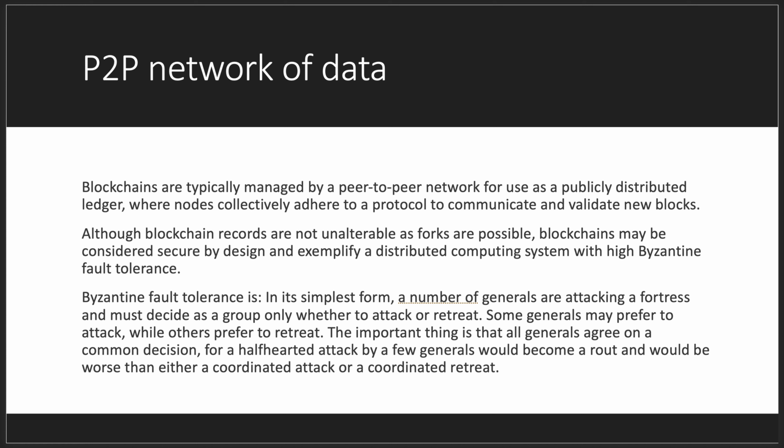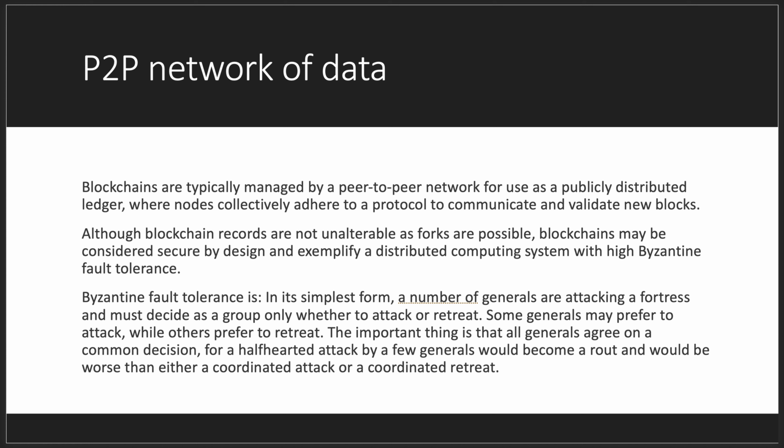P2P network of data. Blockchains are typically managed by a peer-to-peer network for use as a publicly distributed ledger, where nodes collectively adhere to a protocol to communicate and validate new blocks. Again, we pulled this into a number of miners. They're basically our gateway. And even though blockchain records are not unalterable, forks are possible. That's the other part about this, and you can literally fork something.